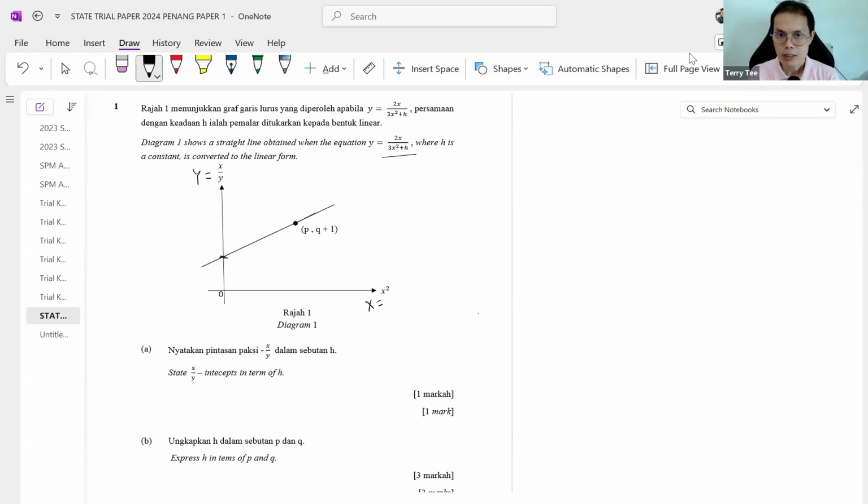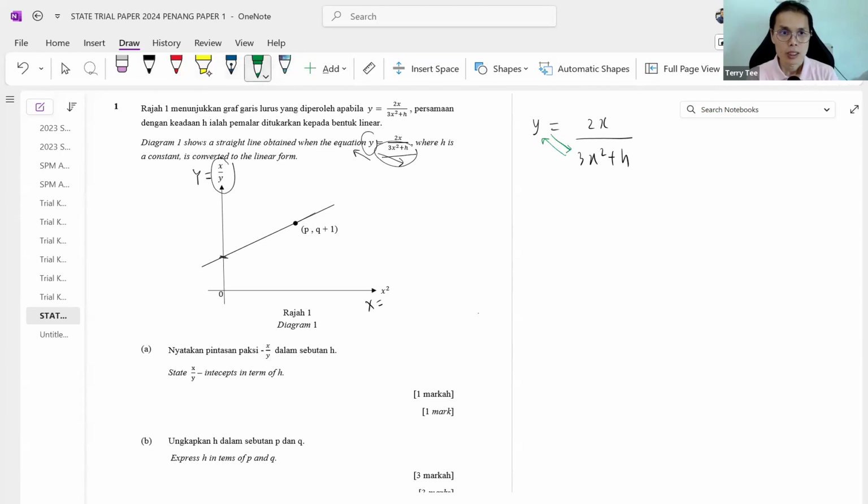So we can start off by rewriting this. You notice that your big Y is x over y, meaning I need to bring this y down and bring the rest of this up. So I know it's a bit hard to see. Maybe I rewrite here for you. y equals 2x over 3x squared plus h. I'm going to copy the whole 3x squared plus h, bring it up, and bring my y down.